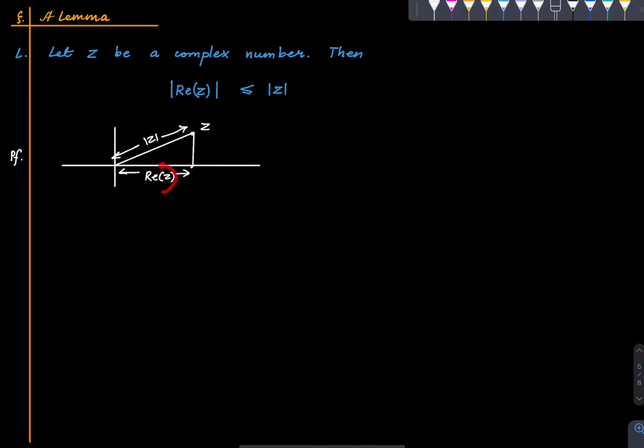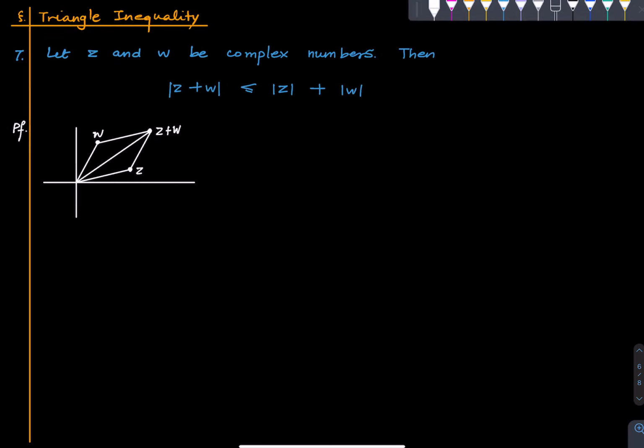So okay, I shouldn't really, the length is not real part of Z, the length is the absolute value of the real part of Z. So yeah. So we have that. And now let us prove the very important triangle inequality.